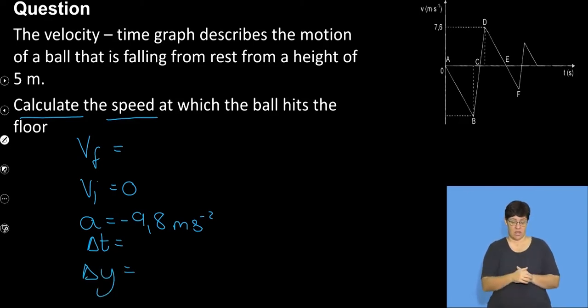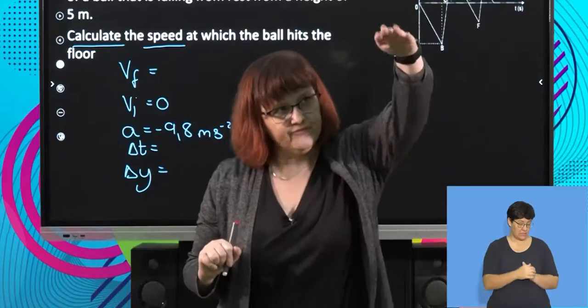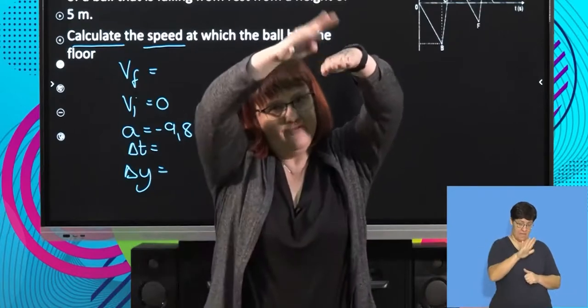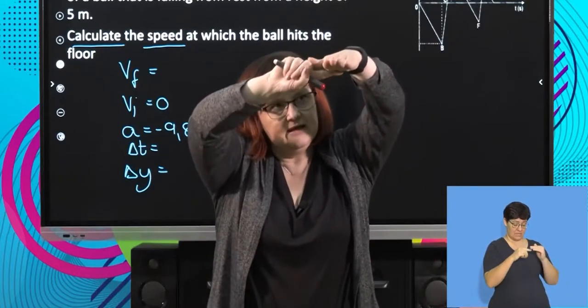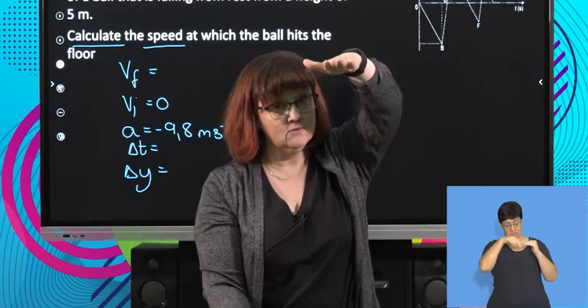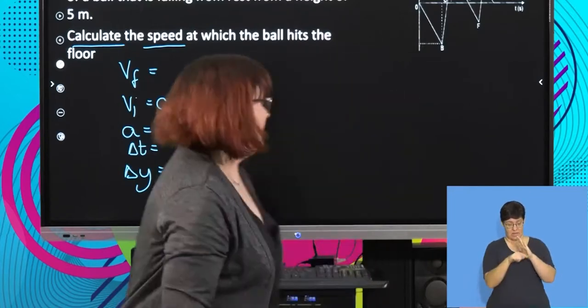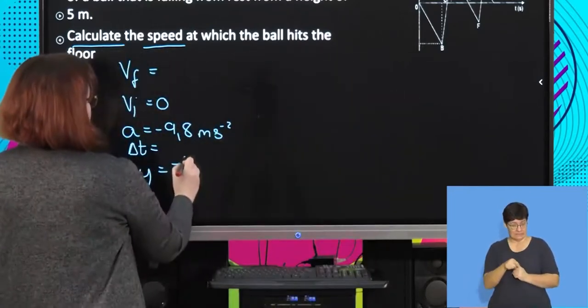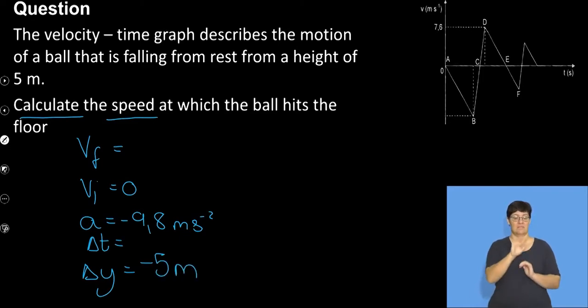We've now got to think carefully about this. It's dropped from 5 meters above the ground. They said down is negative. That means this is minus 5. That's a biggie here. Looking at the information I'm given, I can't use an equation that has time in it because I don't know time. So again, we're going to use this one.